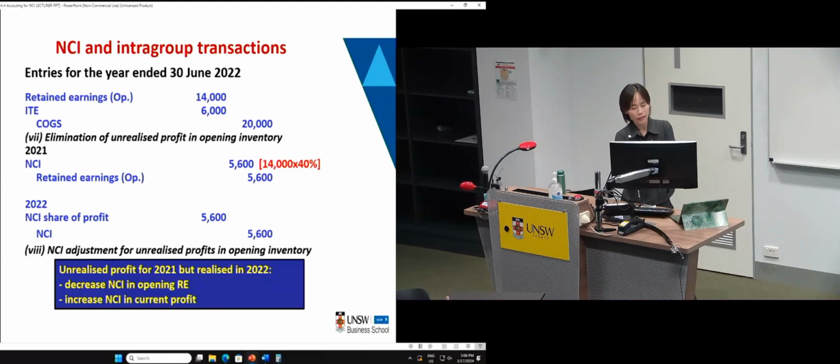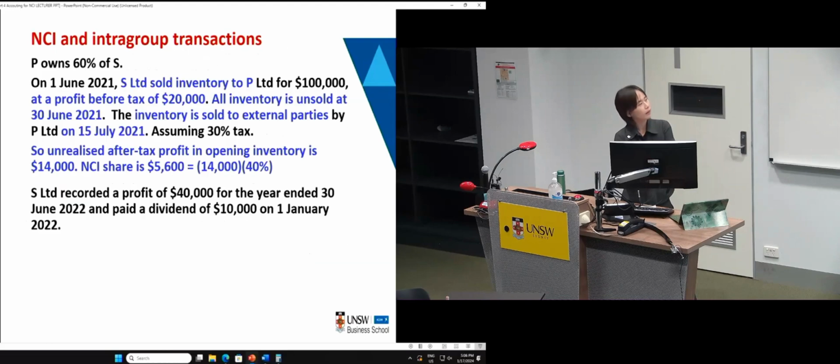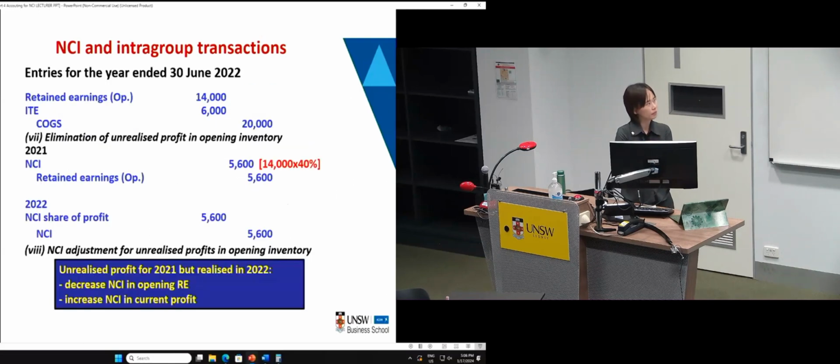Now let's change this question a little bit. What if it is the parent company that sold inventory to the subsidiary, with all the other conditions remaining the same? What will be your worksheet adjustment? This part is the same, right? It doesn't matter who sells to whom. What matters here is to find out the intragroup profit or loss. Parent sold to subsidiary, or subsidiary sold to parent, we have the same elimination entry.